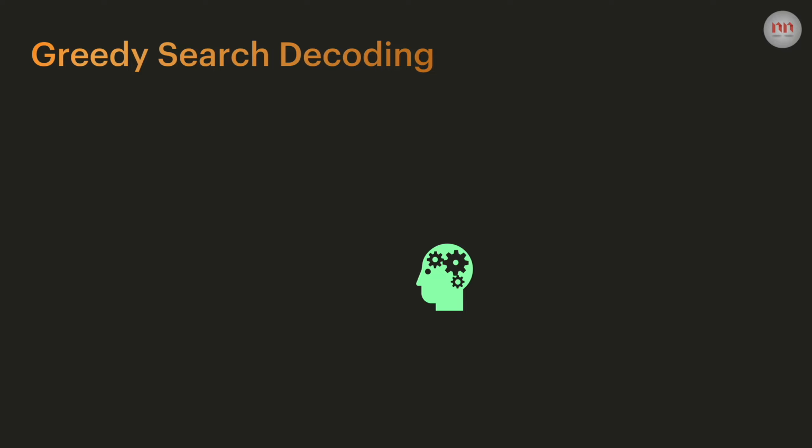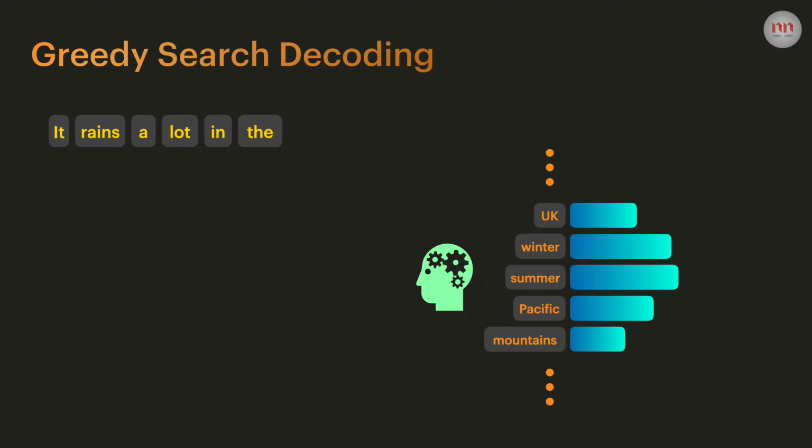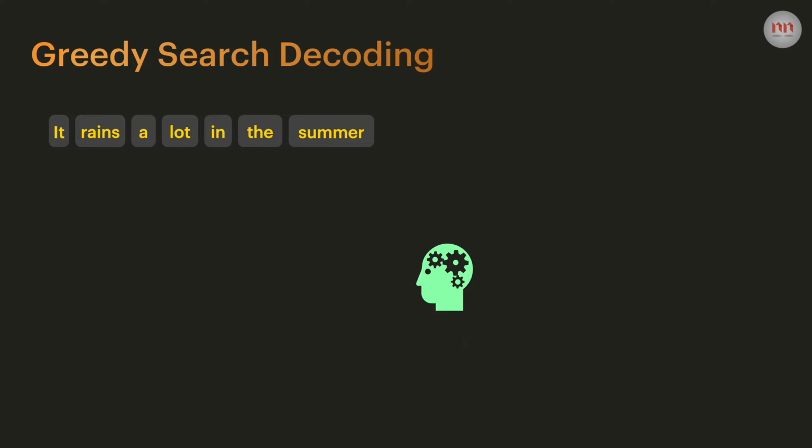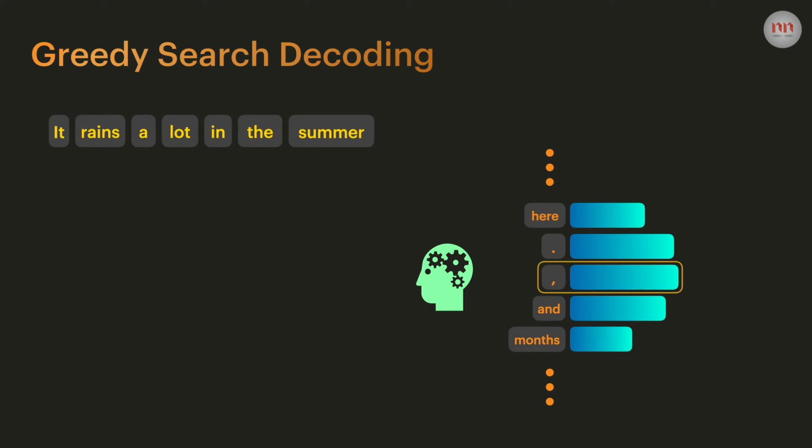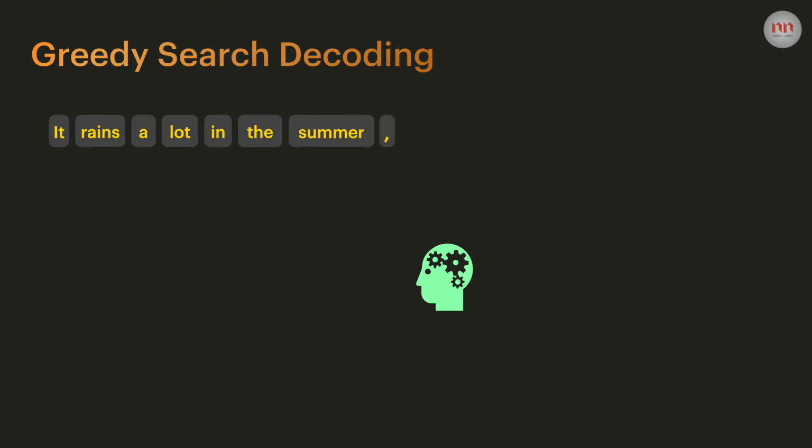The first one I have for you is called greedy search decoding. It's the simplest one. Let's have our LLM and the prompt again. We pass the input to the LLM and get the probability distribution. Now, in greedy search, we simply choose the most probable token. Here you can see, Summer has the highest probability. So we pick that one. Let's do it one more time. We add Summer to the prompt and do the process again. This time, Comma has the largest token probability, so we choose that one. We can repeat this process as long as we want.